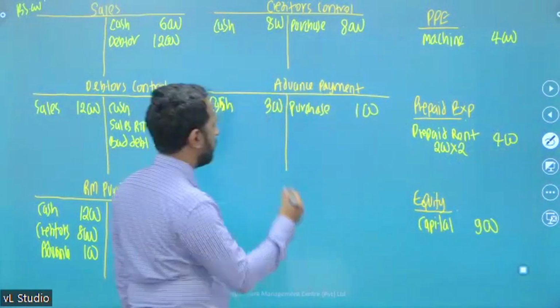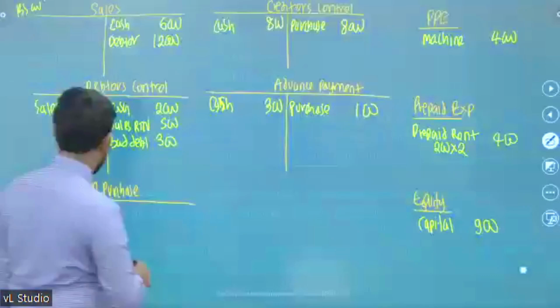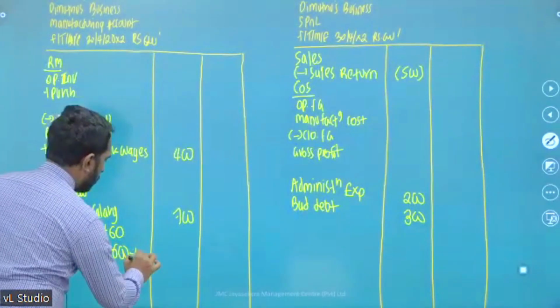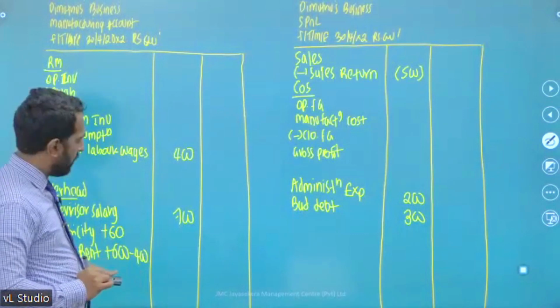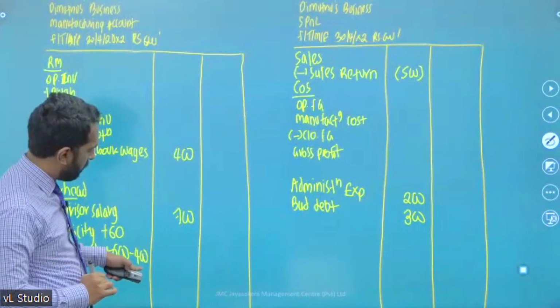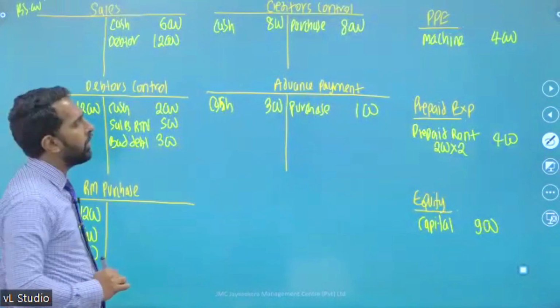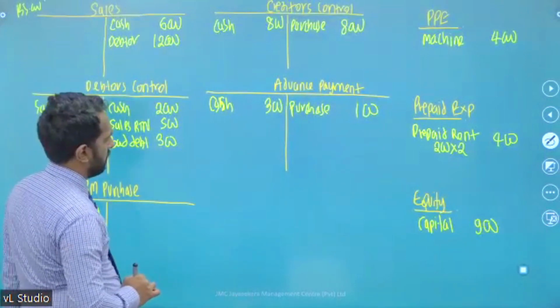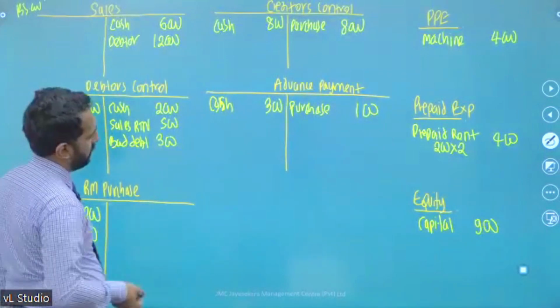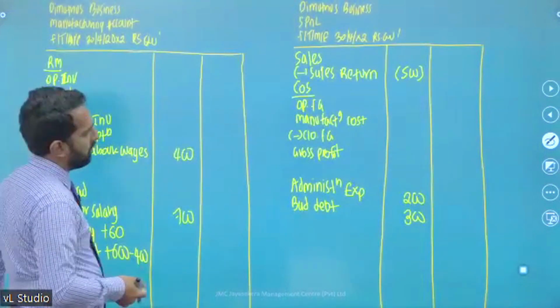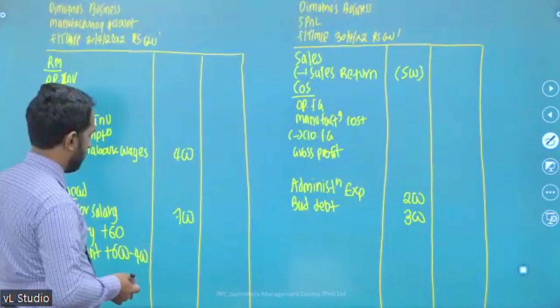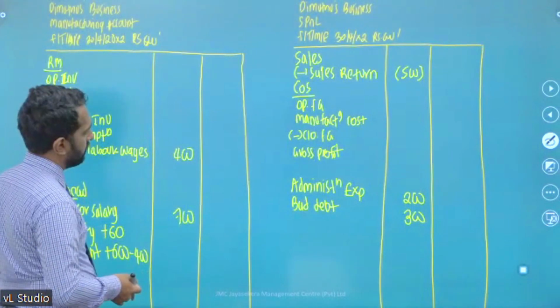Prepaid rent is 400. That we have to remove from here. So I'm going to remove prepaid rent 400. My factory rent is 600. I'm going to remove it from the rent expense and recognize it in the prepaid rental. Prepaid rental is 400. 600 we paid, but only 200 is my expense. Okay.